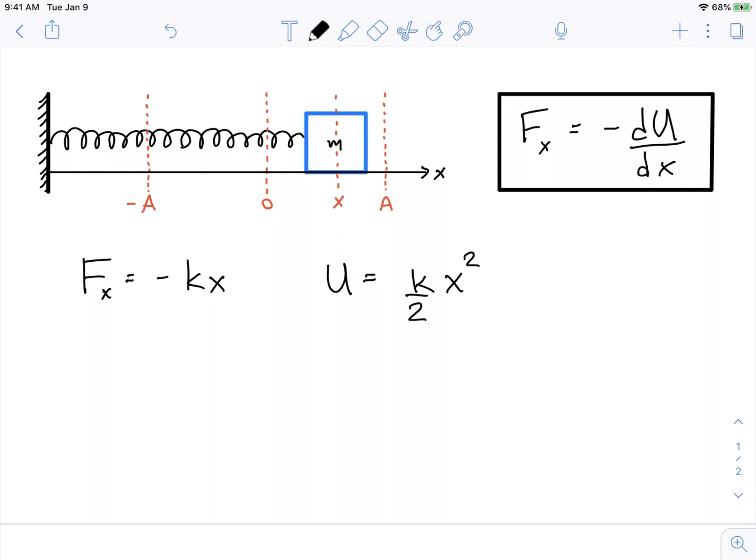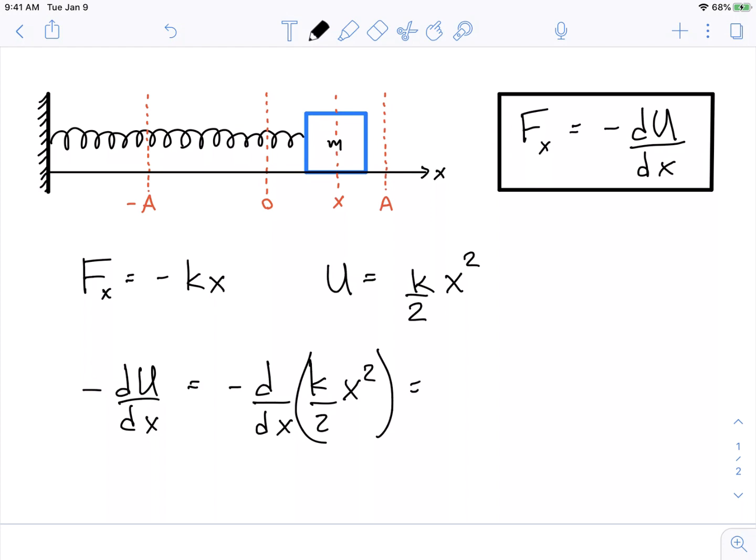So let's just try it out and see if we reproduce Hooke's law. So negative du dx is equal to negative times the derivative of k over 2 x squared, which is equal to negative kx times 2 divided by 2, and the 2's cancel out, right? Which is equal to f of x.